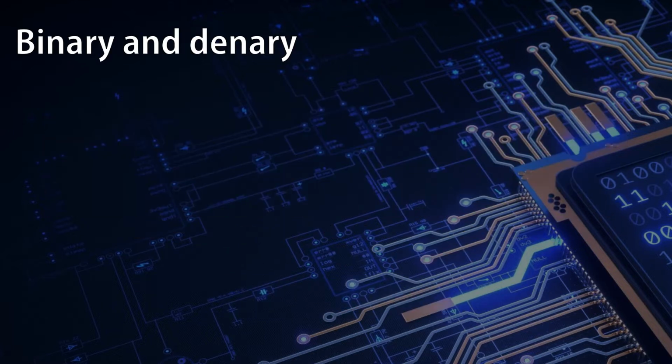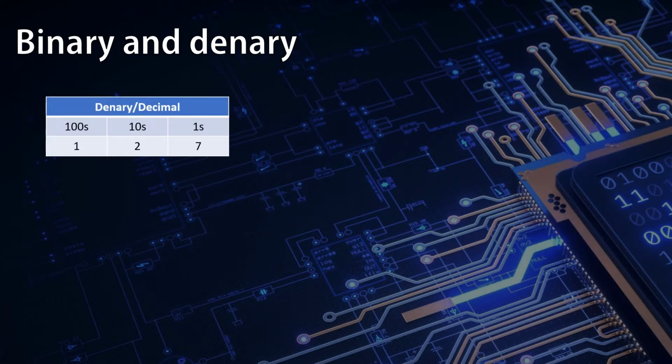To help us understand binary, it's best to take a look at what we know and understand about our current counting system, denary, also known as decimal. This is a base 10 system. It's called base 10 because there are 10 possible digits that you could put in any given column, the numbers from 0 to 9.